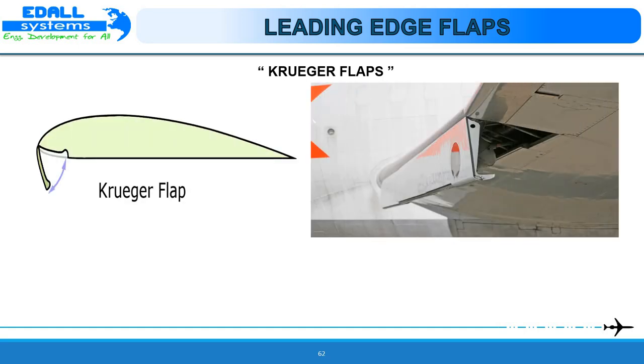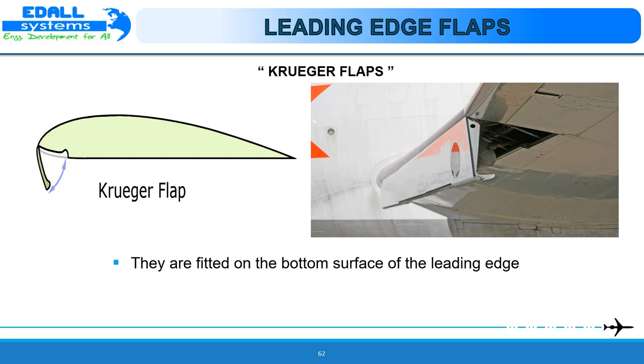Leading edge flap. We have Kruger flaps. Kruger flaps are mounted on the bottom surface of the wing and are hinged to their leading edge. Actuators extend the flap down and forward from the undersurface of the wing, thus increasing the wing camber, which in turn increases lift.